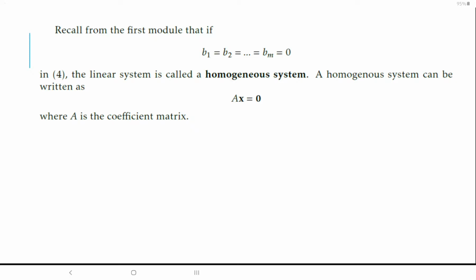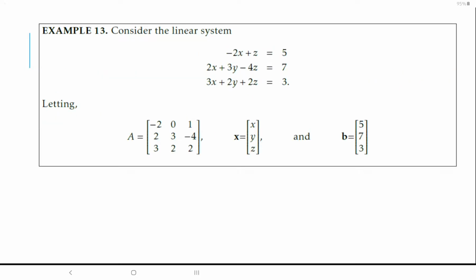Okay, so huwag niyong kakalimutan na whenever a letter is written in bold, usually isa siyang vector or a column vector. Okay, and then a capital letter A is just a matrix, which is equal to 0. So dito, since naka-bold din si 0, we know that 0 here is the 0 vector. Okay, so we have the following.